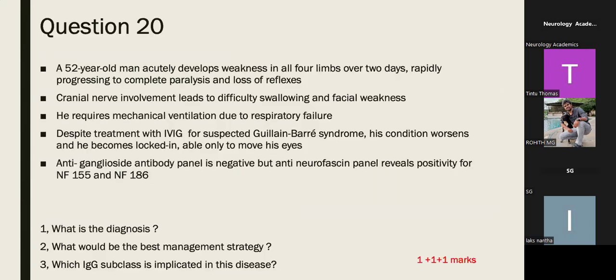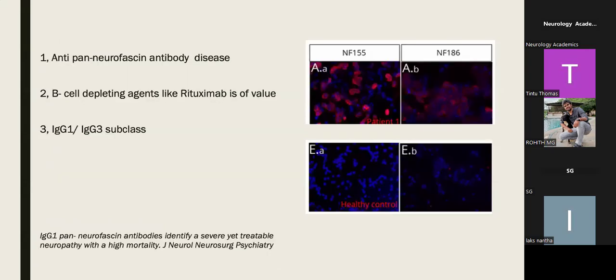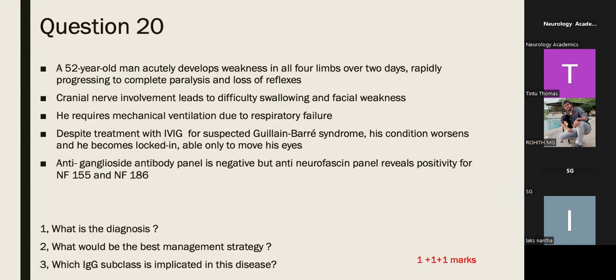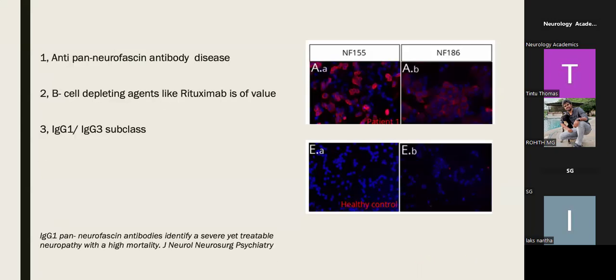And second part of the question is, what would be the best management strategy? The best management strategy in this case is B-cell depleting agents like rituximab, because the antibody titer is very high in these diseases. So instead of trying to take out the antibody, it will be a better strategy to decrease the antibody production at the onset itself. So that is the answer to the second question. And third question is, which IgG subclass is implicated in this disease? It was described with IgG1 subclass, but later on IgG3 subclass is also implicated in pan-Neurofascin disease.